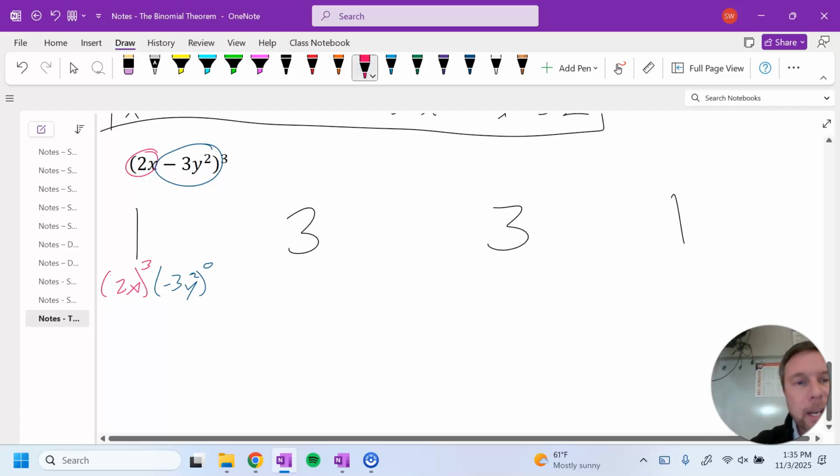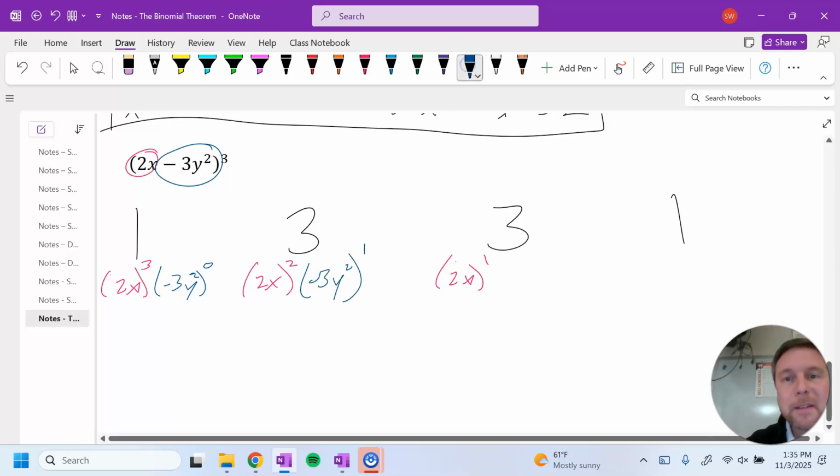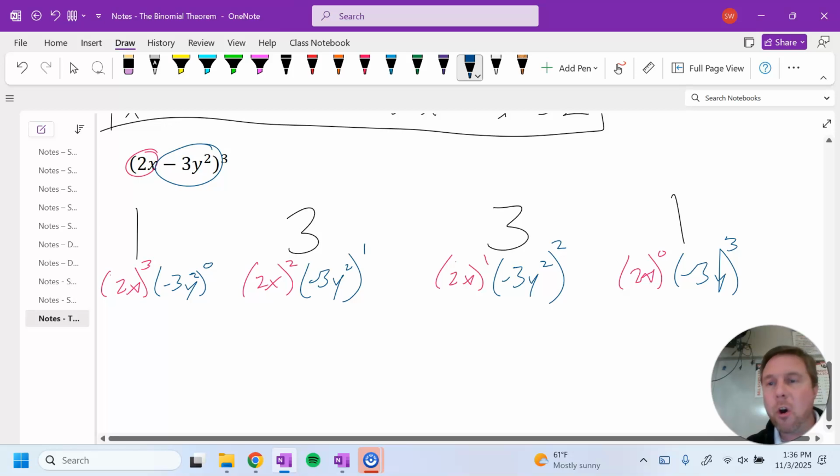All right, let's expand this next one. This 3, I'm going to put a 2x to the power of 2, and then the negative 3y squared is going to give me to the power of 1. All right, this next 3 is going to give me a 2x to the power of 1, and this negative 3y squared gets the power of 2. And then finally, I've got a 2x to the power of 0 and a negative 3y to the power of 3. Notice all of my exponents always add up to my original exponent of 3.